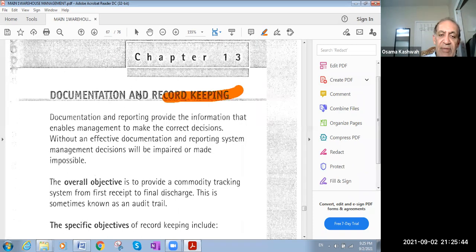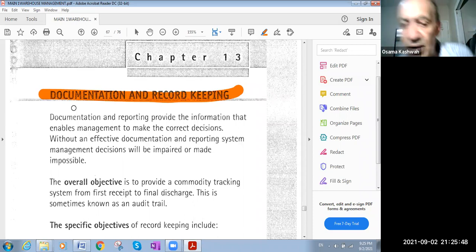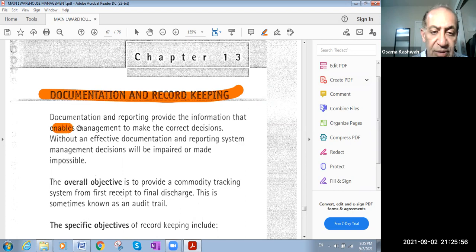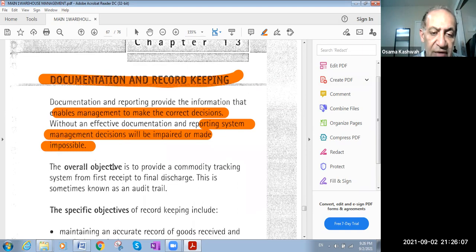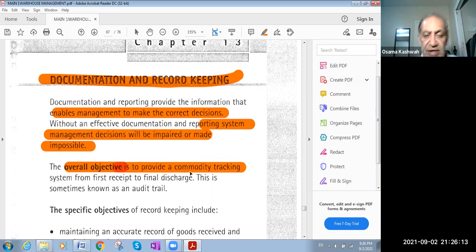This chapter is about record keeping for the warehouse, which is very important. What are the record keepings for the warehouse? Documentation and reporting provide the information that enables management to make the correct decision. Without an effective documentation and reporting system, management decisions will be impaired or made impossible. The overall objective is to provide commodity tracking. So this is our final objective.